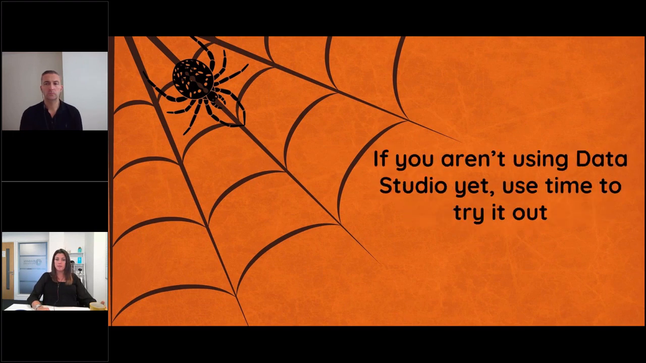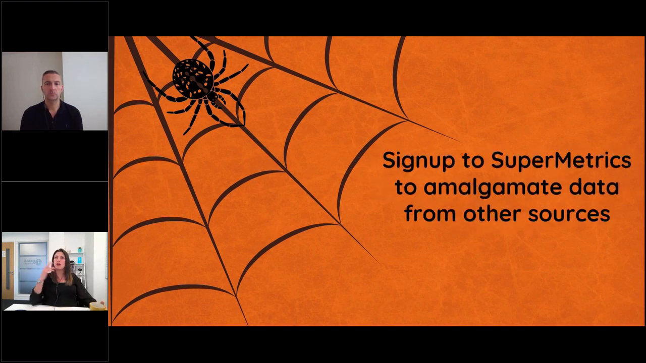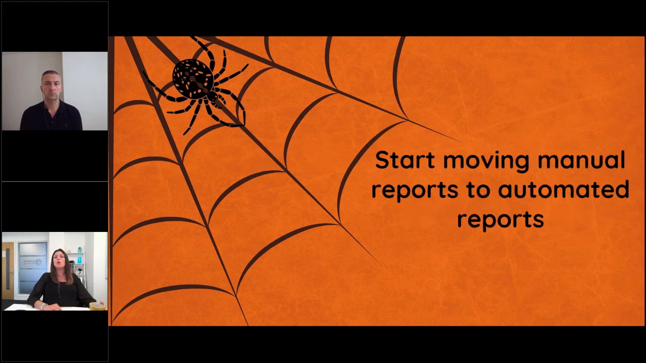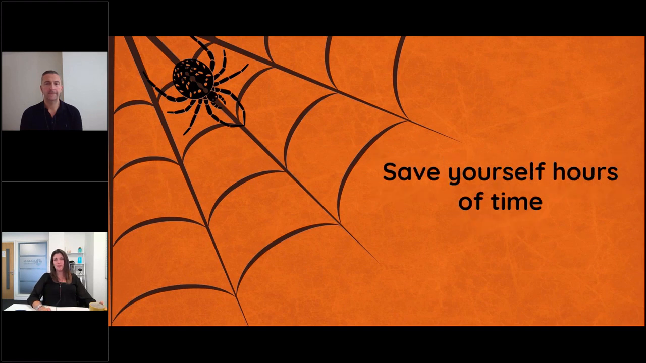You can sign up to Supermetrics. So if you are trying to, as I say, import data from other platforms that aren't Google owned, you are going to need another connector. So Deepcrawl, you obviously need a Deepcrawl account for, but if there are other ones such as Facebook ads, Pinterest, LinkedIn, MailChimp, a whole host of other platforms that are out there, then you're going to need a Supermetrics account. Start moving all your manual reports to automated, save yourself hours of time.